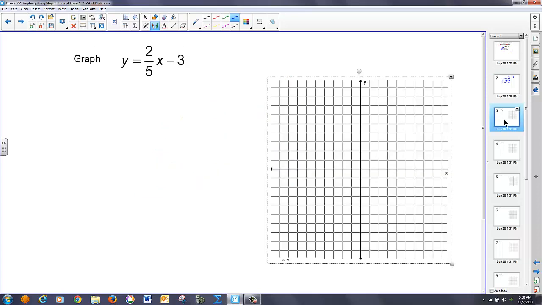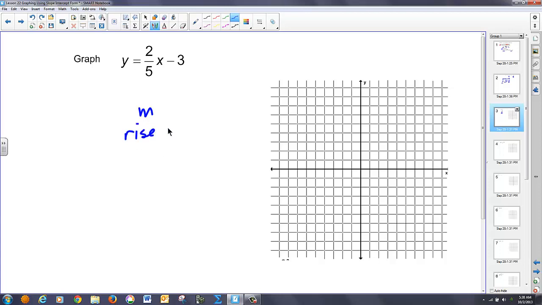When we're asked to actually graph these things, the idea is to identify what the number in front of the x is, because that will be our slope. So in this case, our slope is 2/5, which means our rise will be 2, and our run will be 5. And then our y-intercept b is equal to -3.